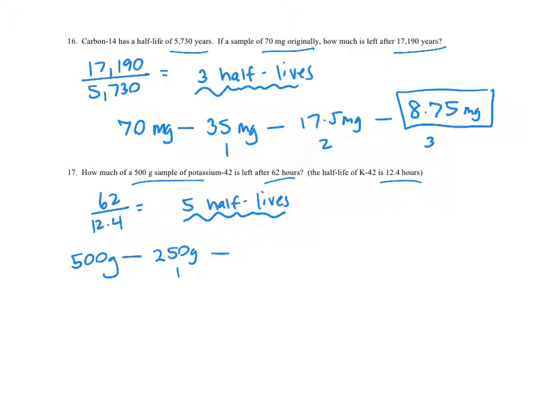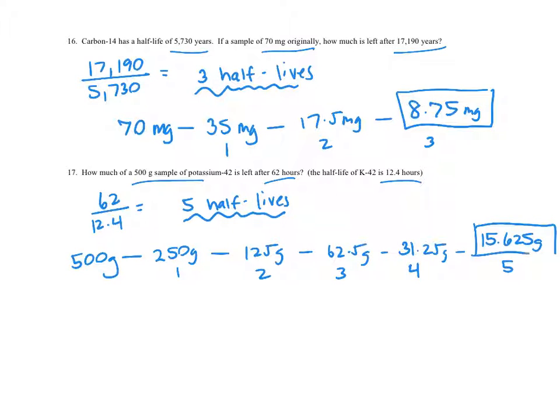So I do 250 first, 125 second, 62.5 third, 31.25 fourth, and this last one will be the 5th, so it's going to give me my answer, 15.625 grams. So after 5 half-lives, you'll have 15.625 grams remaining.